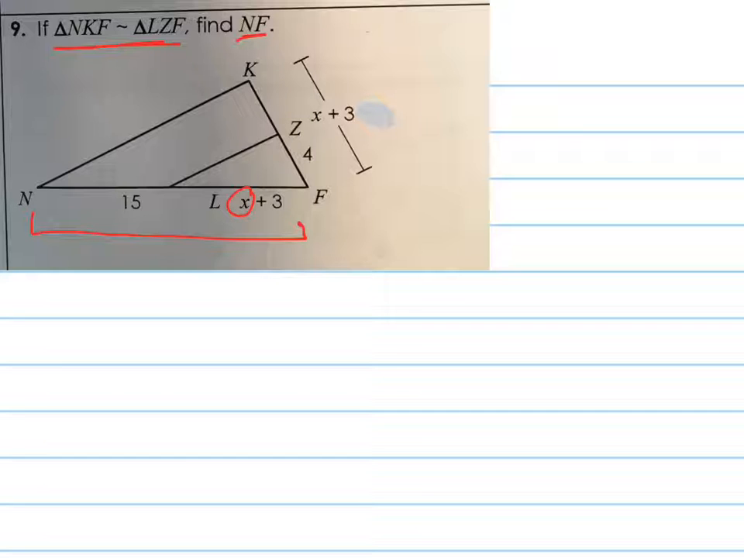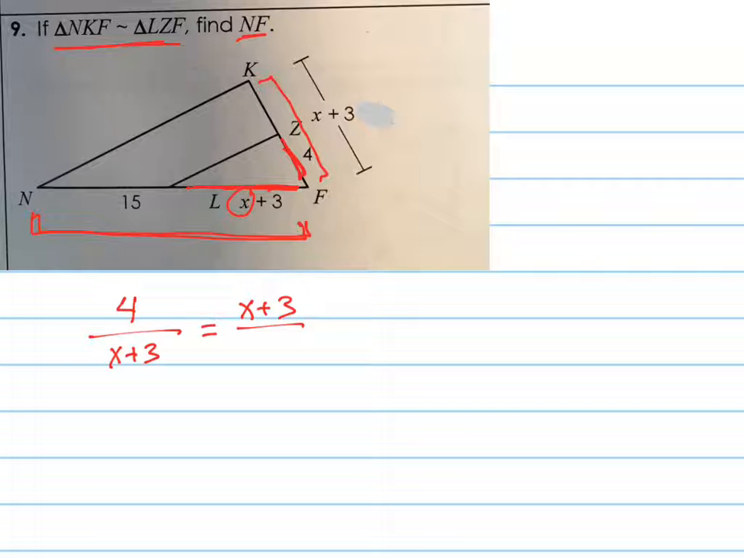So here's what I'm going to do. I'm going to say that this 4 is to this as that distance is to that whole distance. So 4 is to x plus 3 as x plus 3, which is the smaller side down there, is to, and this is the tricky part, 15 plus, remember this part is 15 right here. So it's got to be 15 plus x plus 3, which is basically just 18 plus x.